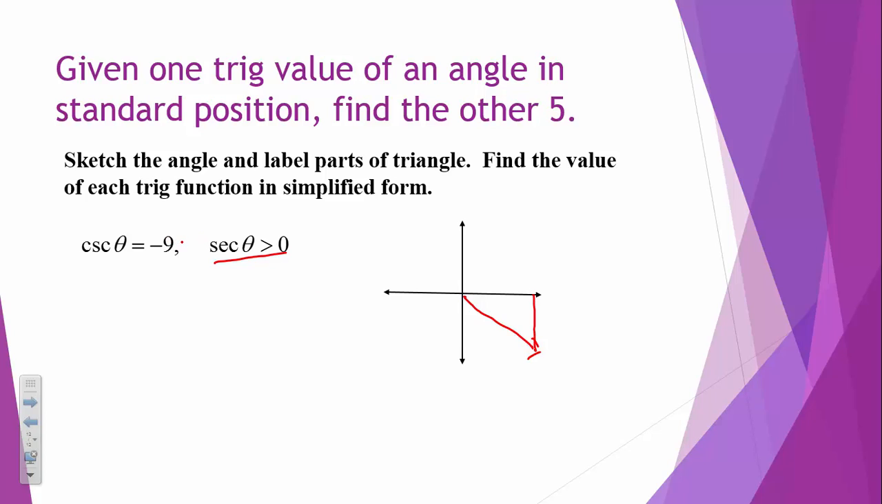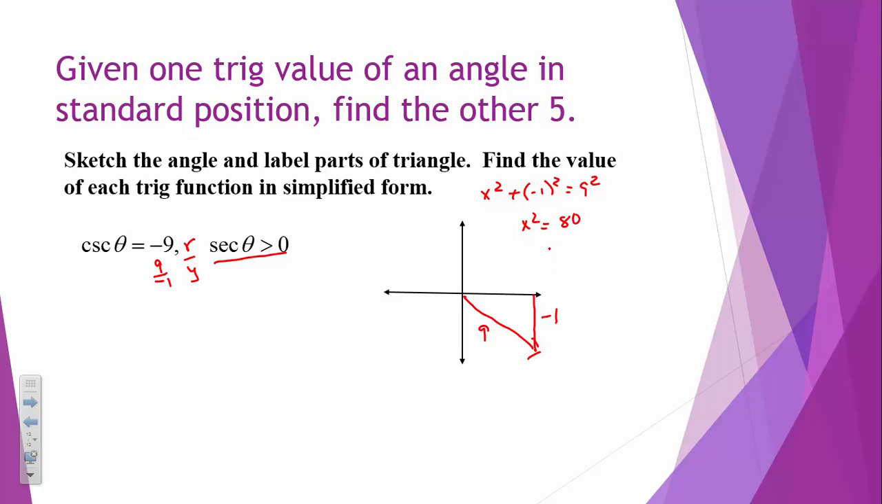When I draw the triangle in, first of all, I know that cosecant is r over y. And if I look at that, I have a negative 9. Well, the r value has to be positive, and I know y has to be negative because it's down here. So that tells me that really when I see this, I'm thinking of 9 over negative 1. And so my r value is 9, my y value is negative 1. I have to find x. So x squared plus negative 1 squared equals 9 squared. So 81 minus 1 is 80.